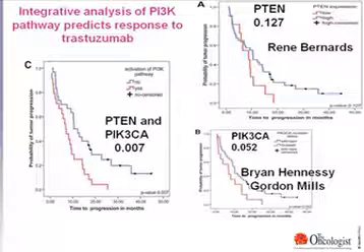So work done at the NKI in Amsterdam by the group of René Bernards, in collaboration with the group at MD Anderson by Brian Hennessy and Gordon Mills. What they did is that they look at PTEN status and PI3 kinase mutation status in patients that had been treated with trastuzumab. And on your left, you have the summary Kaplan-Meier data showing that tumors that have PTEN deletion or PI3 kinase mutations do respond less to trastuzumab.